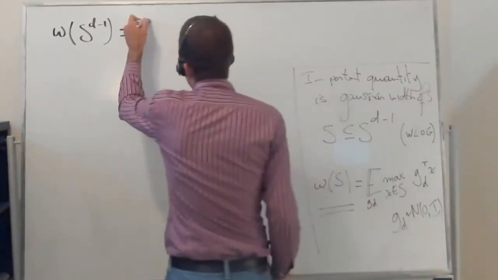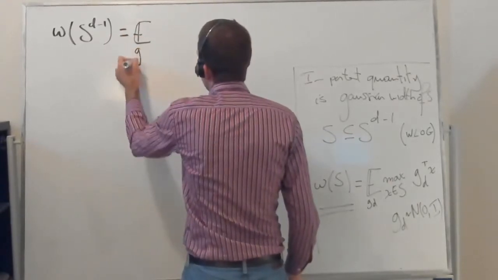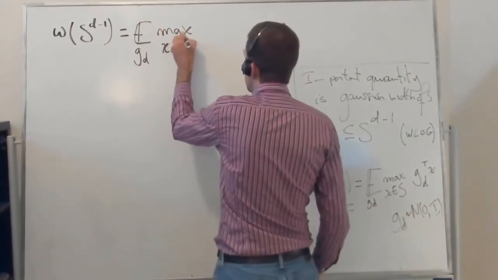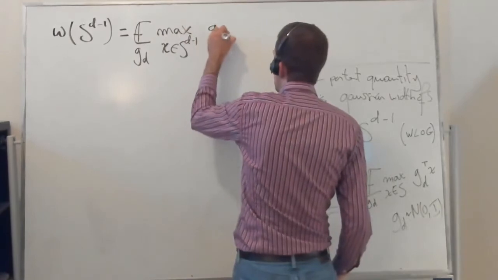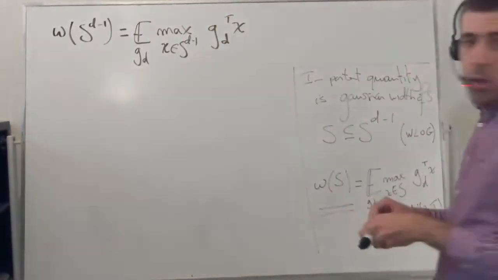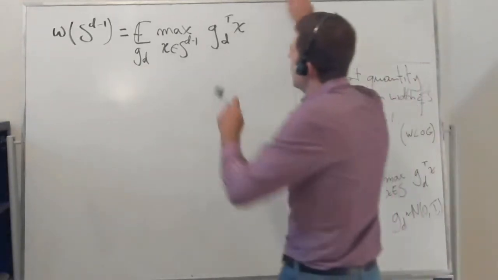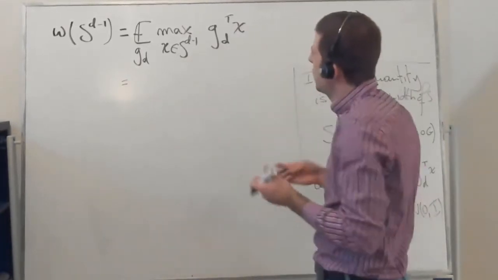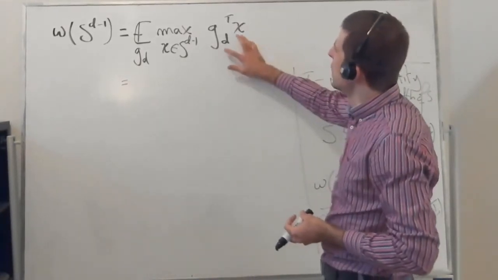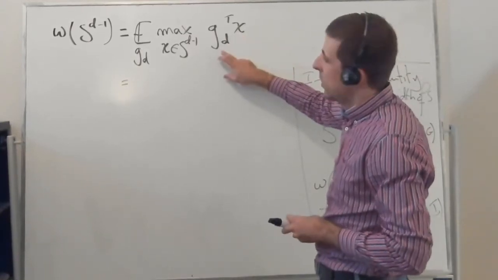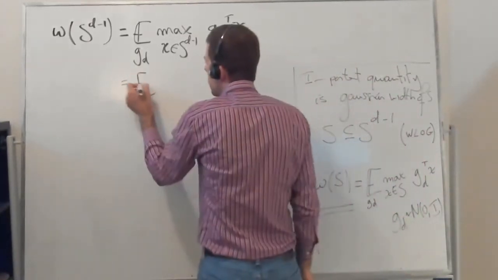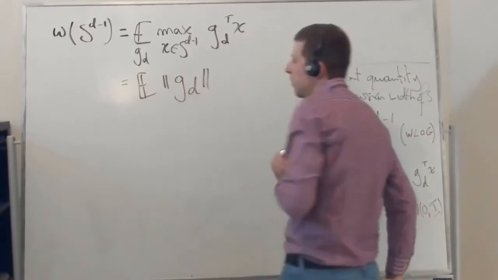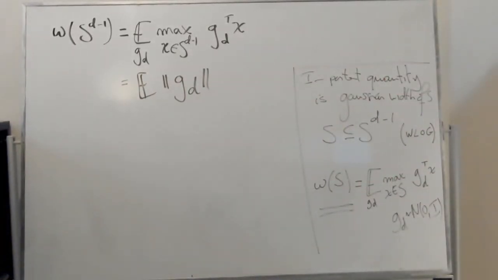Right, so what is this? This is the expected value, over this Gaussian vector in d dimensions, of the maximum over x in the entire sphere of g_d transpose x, right? But of course, if you're maximizing the inner product over the whole sphere, then this is just equal to the norm of g_d. The best possible thing to do is to simply take the vector x to be the vector g_d normalized. So this is simply the expected value of the norm of this vector, which we know is around square root d.